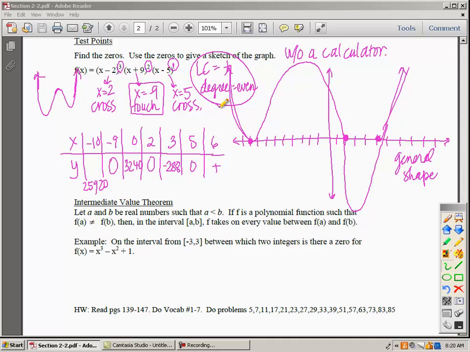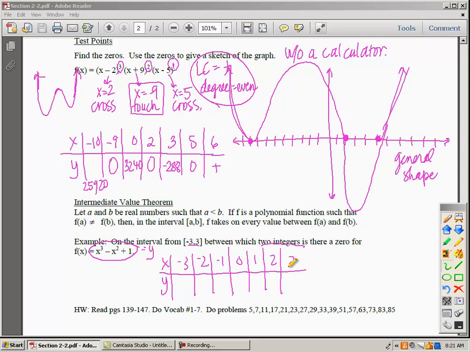The last thing they have is what they call the intermediate value theorem. And what it basically says is you can look at a table or a graph and figure out between what two integers there is a 0. And so what I did is I stuck this in my y equals menu, okay? And I'm going to make a table so that we can kind of see between the values that they asked us, between -3 and 3. 1, 2, and 3.